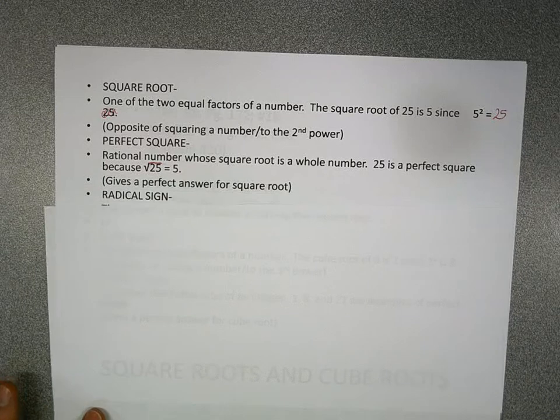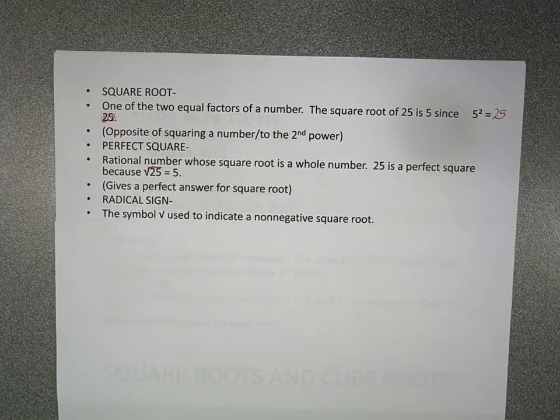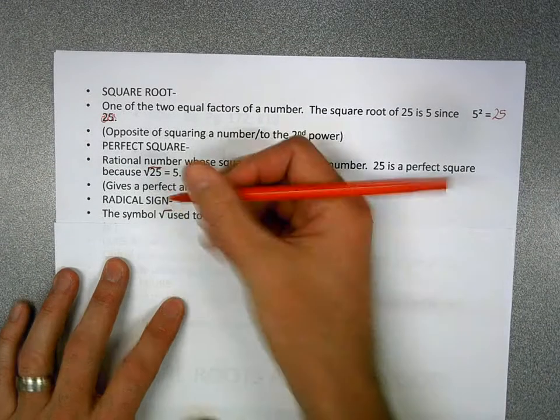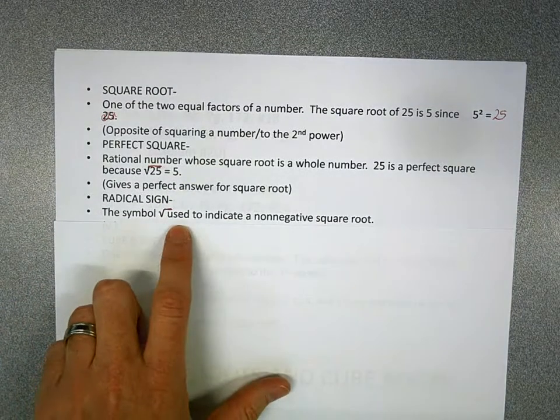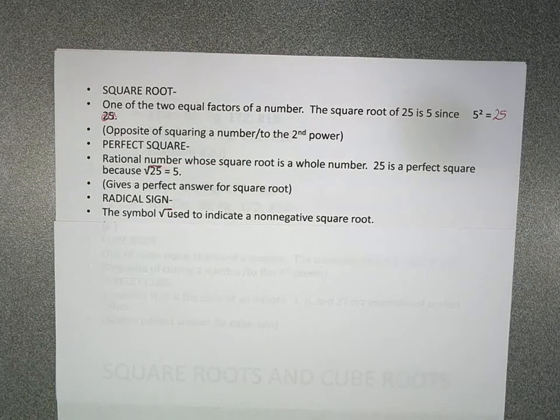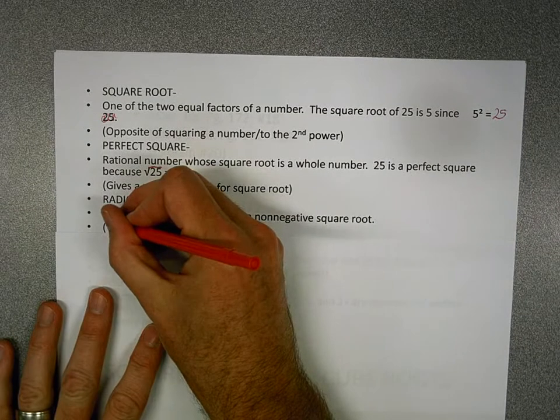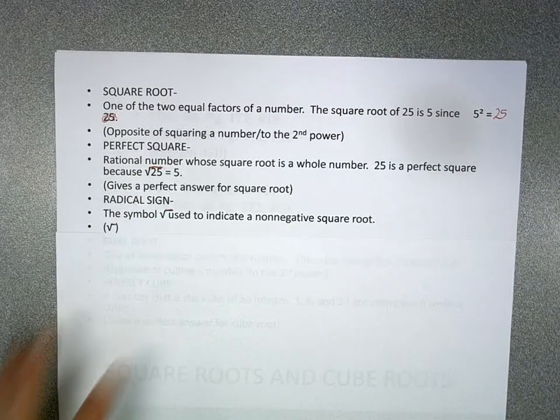Okay, here's the next one. Radical sign, everyone. Radical sign. The symbol, and it was what we were just talking about. The symbol that looks like this, used to indicate a non-negative square root. We'll talk more about that during our lesson. And in a little box over the side, this is a radical sign.